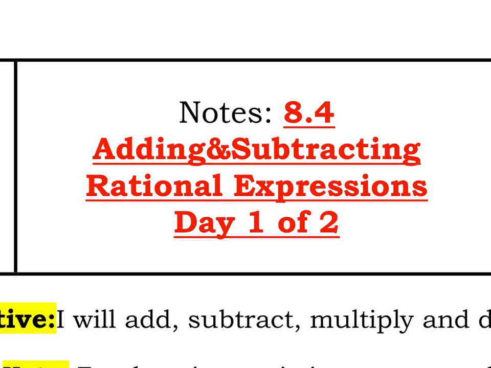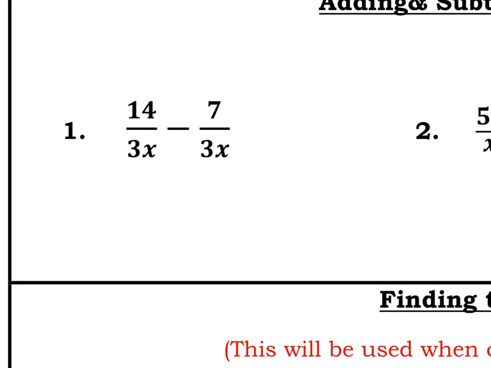Good morning. Today we are working on 8.4, adding and subtracting rational expressions. This will be part 1 of 2. This is Algebra 2 TEKS 2A.7F, which is determine the sum, difference, product, and quotient of rational expressions. So we're going to start with the first question.